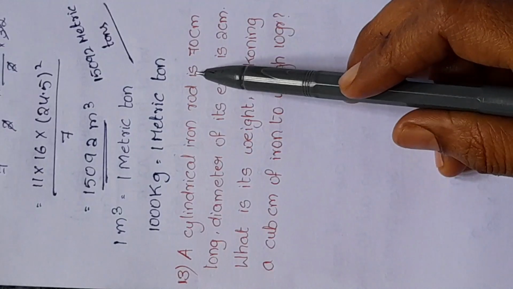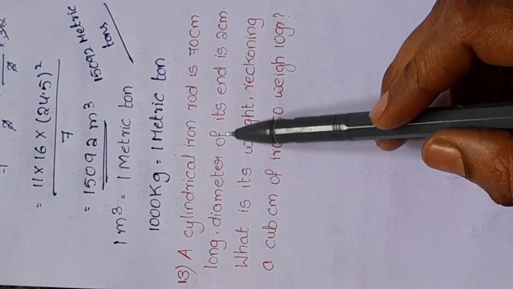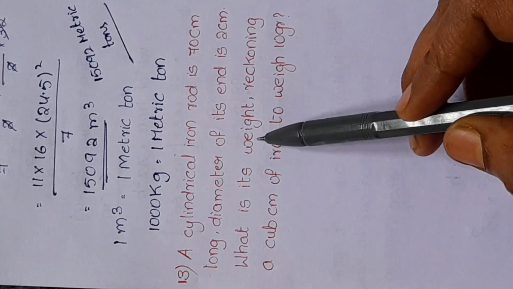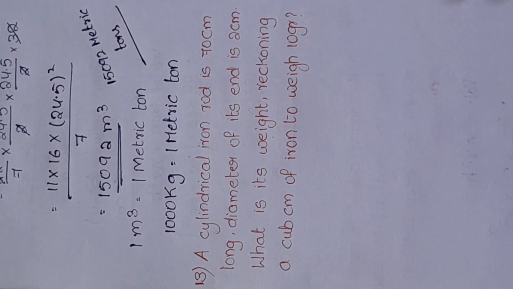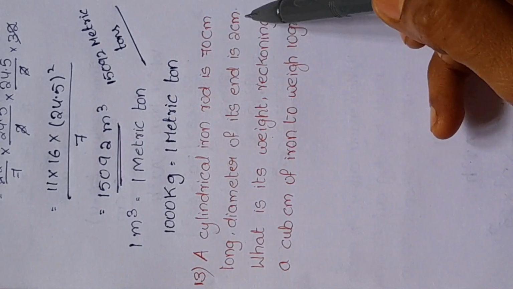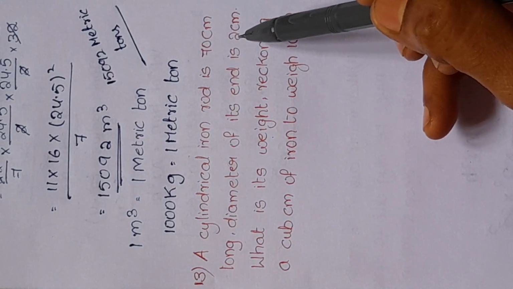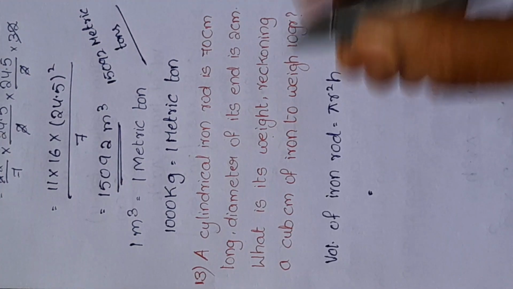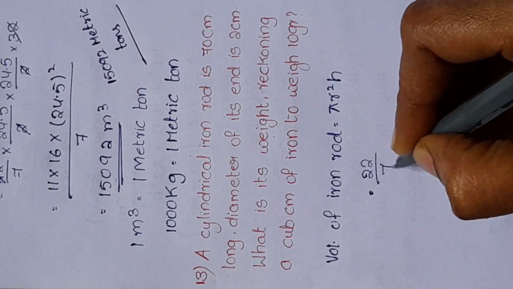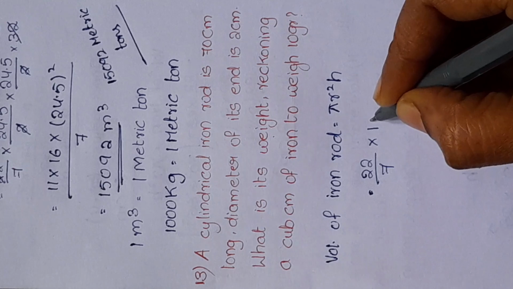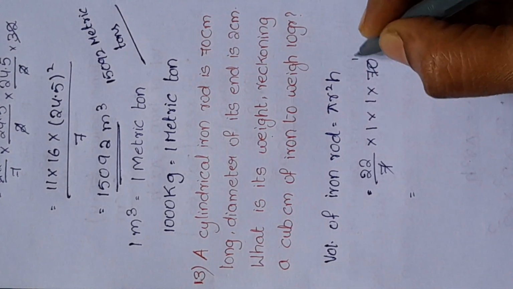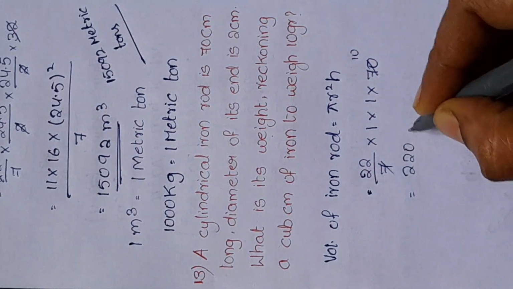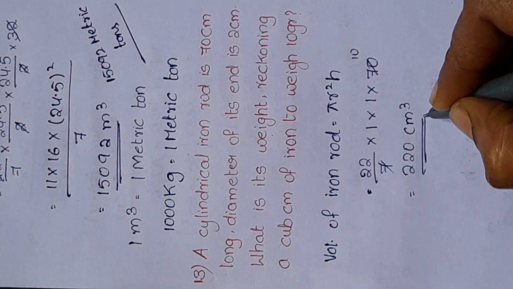13th question. A cylindrical iron rod is 30 centimeters long. Diameter of its end is 2 centimeters. What is its weight, reckoning a cubic centimeter of iron to weigh 10 grams? Initially, the volume of the iron rod is pi r square h. Here, d is given as 2 centimeters, so the radius is 1 centimeter. Now substituting the values, 22 by 7, r is 1 centimeter, 1 into 1, into the height, which is given as 30. 7 10s are 70. 220 centimeter cube is the volume of the iron rod.